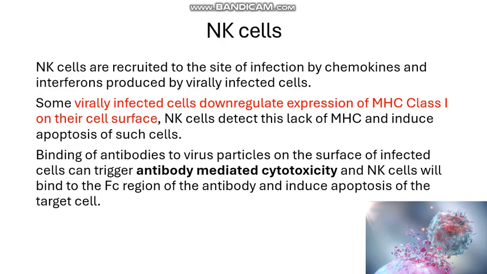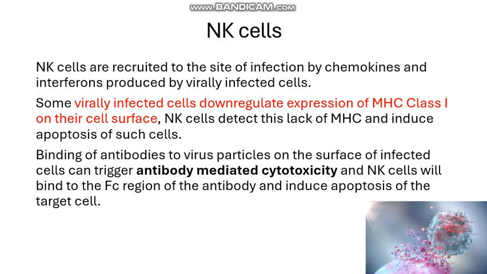Some virally infected cells will downregulate expression of MHC class 1 on their cell surface, because if natural killer cells don't detect any of this MHC on the cell surface, they're going to induce apoptosis of these cells and kill them through, I believe, perforins or granzymes to degrade the cell membrane of the target cell that isn't producing any MHC, because it's been downregulated by the cell to indicate that it's virally infected, and then the natural killer cell is going to kill the infected cells.